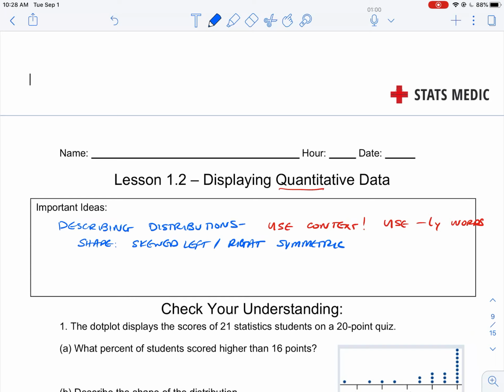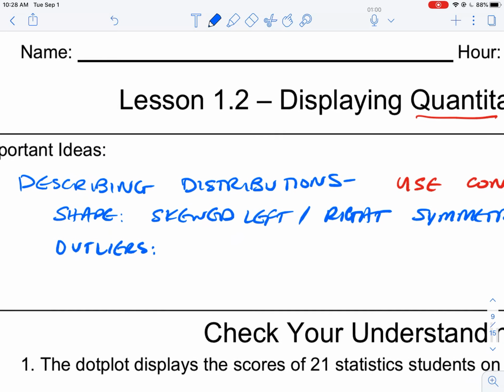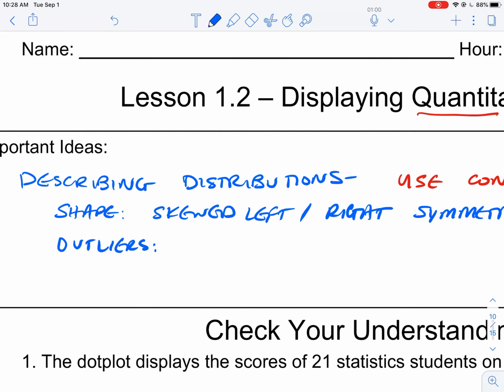And our next thing is outliers. And for right now, we're going to be talking about outliers in general. We will have a formula for it coming up in subsequent sections. But for right now, what we can say about outliers is there are potential outliers. And you can say potential outliers on the upper end or on the lower end, those sorts of things.